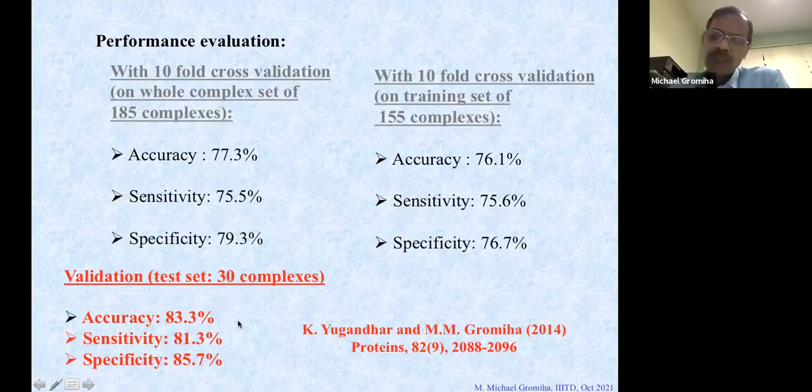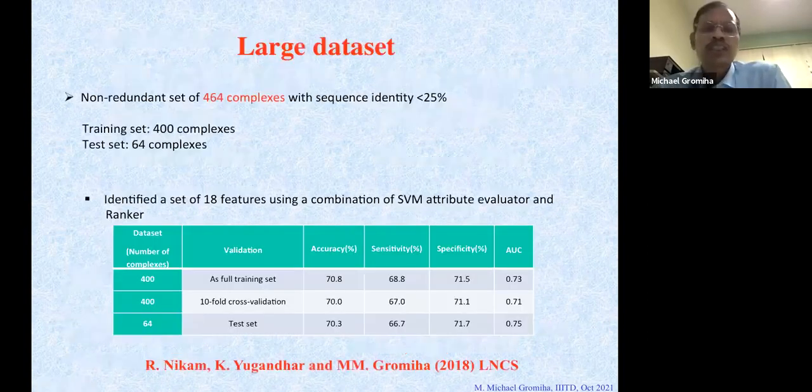Then we collected more data, so later on there were 464 complexes, and we reduced the sequence identity to less than 25%. We used the training and test complexes and obtained almost similar performance in discriminating between high and low affinity complexes.